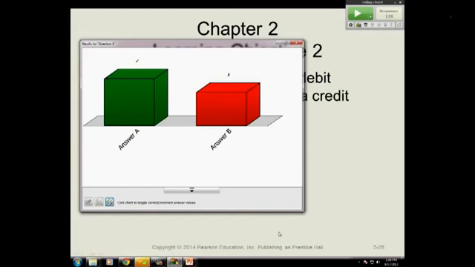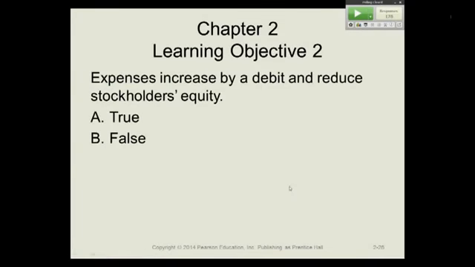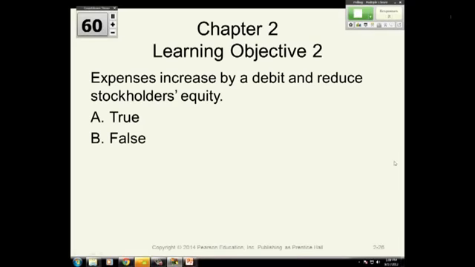All right, so let's go to the next one. Okay. Now, we just did this like 3 seconds ago. So let's make sure we understand this. Expenses increase by a debit balance, and that would reduce stockholders' equity. Okay, so I don't even want to wait a minute on this one. Here they go. Look at that, how fast they're coming in.